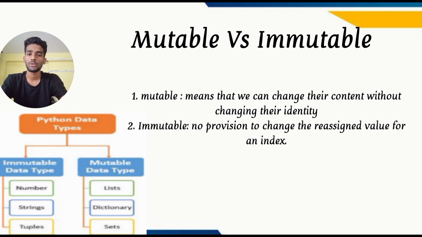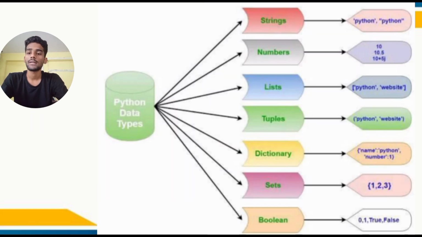Now we will divide them as mutable or immutable. Mutable means that we can change their content without changing their identity. Immutable means no provision to change the assigned value for an index. In simpler words, mutable can be modified, immutable cannot be modified. Let's see a few Python data types which are immutable and mutable. Immutable are numbers, strings, and tuples. Mutable are list, dictionary, and sets.